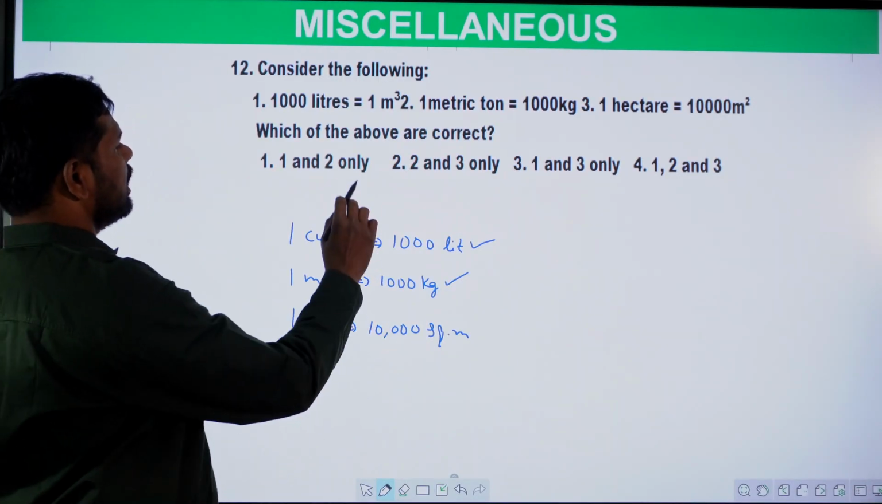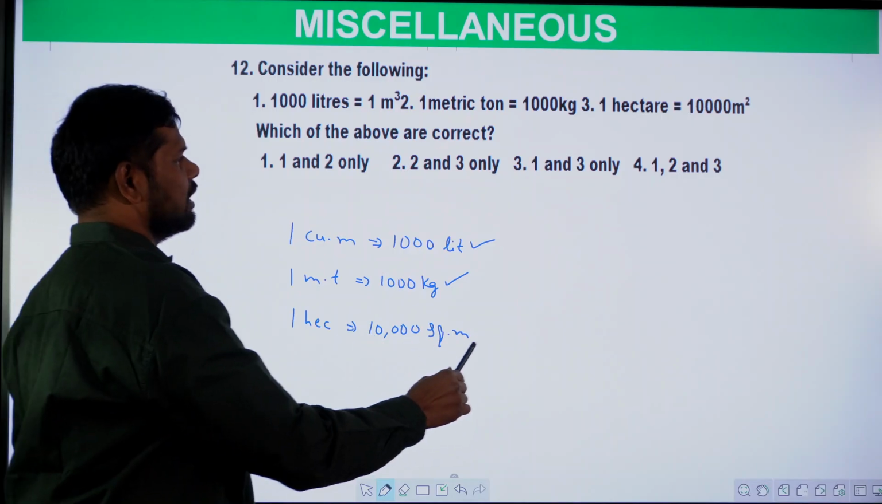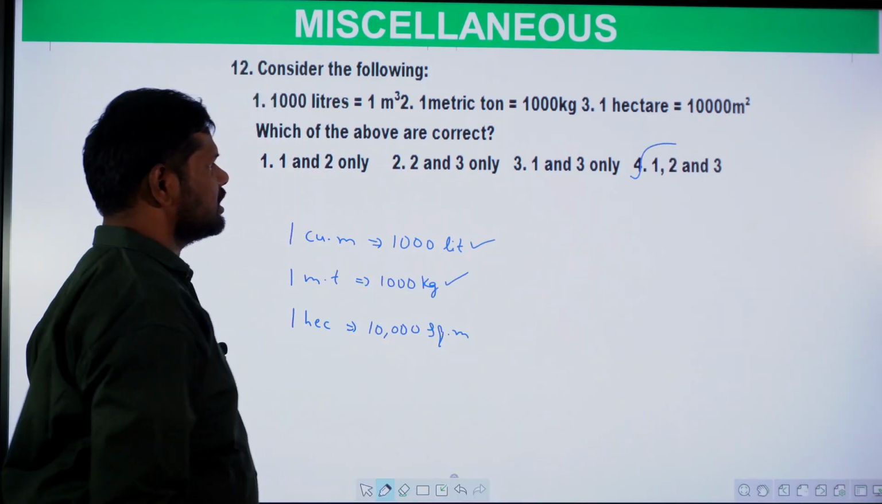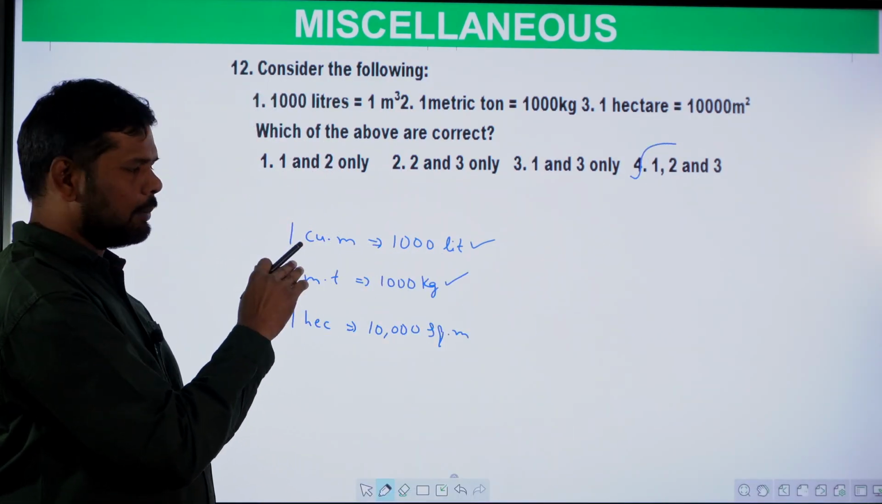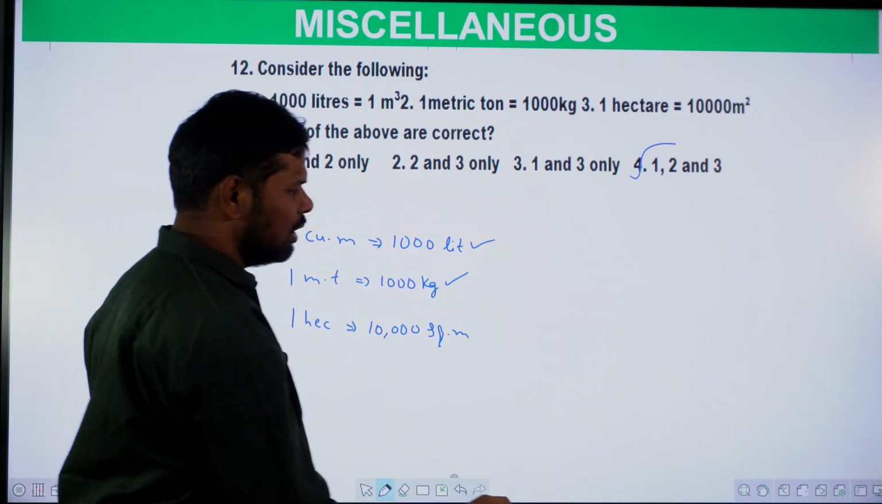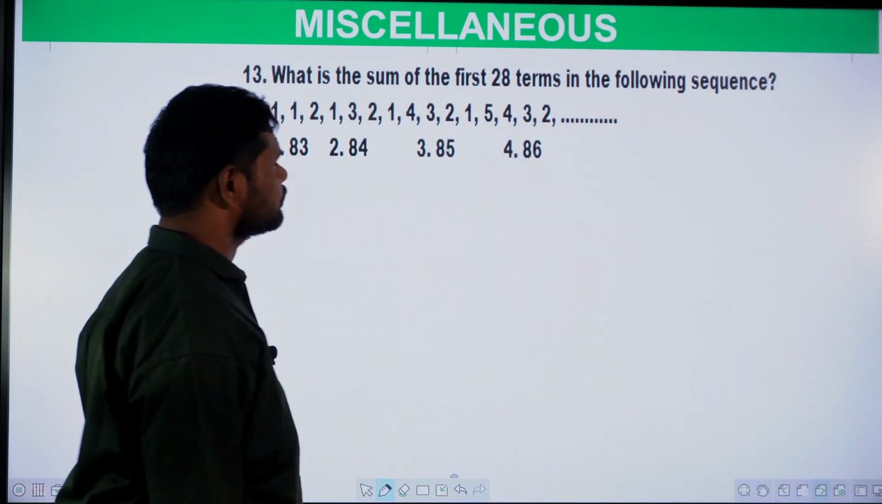So now, which of the above are correct? All 3 are correct. Very simple question. Just those, all 3 are correct. Remember this one. Definitely it will be helpful in further exams, further questions also.